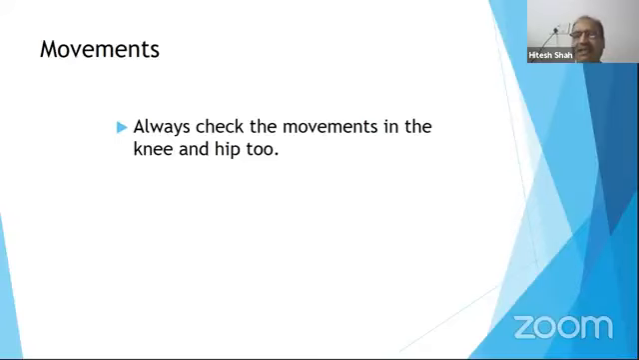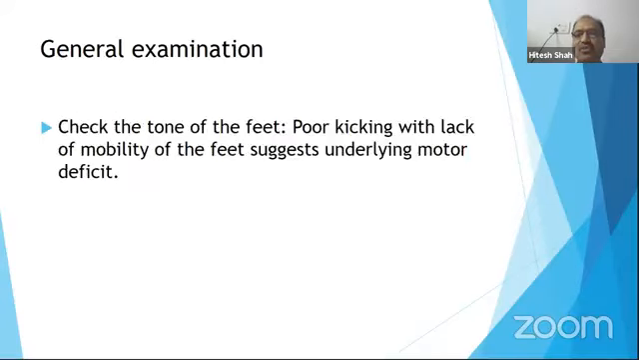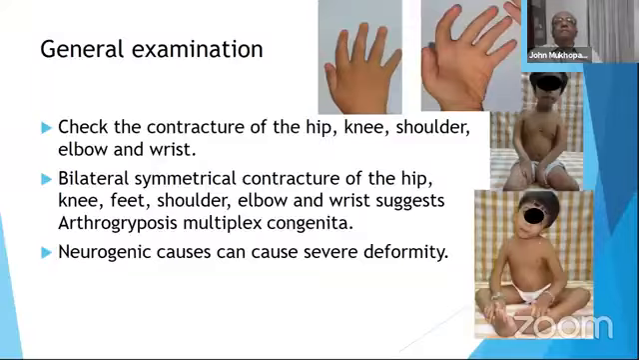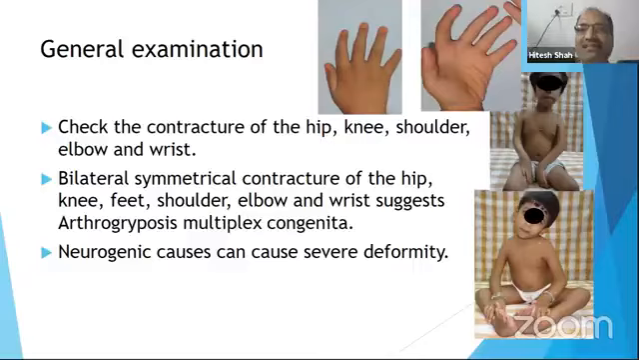One of the commonest anomalies would be a congenital contracture or arthrogryposis multiplex. That is the reason you need to always check the upper limb, and always check the hip and knee. Wherever there is a flexion or extension contracture, the knee would also be associated.